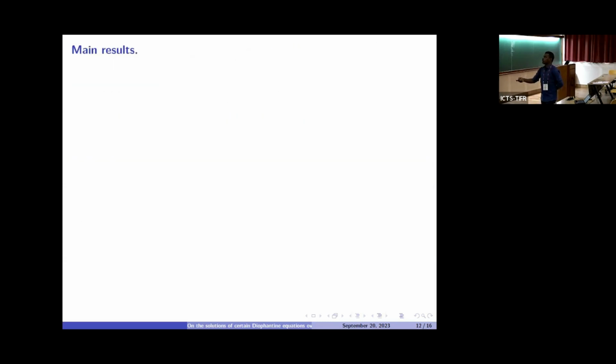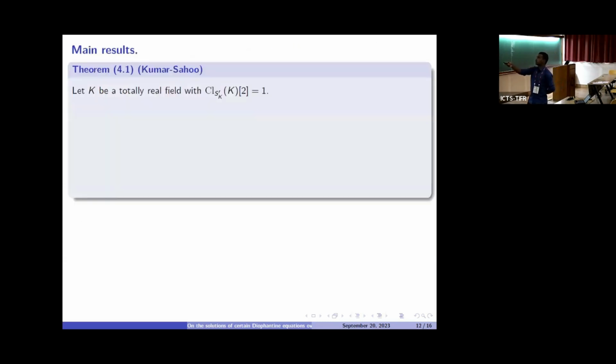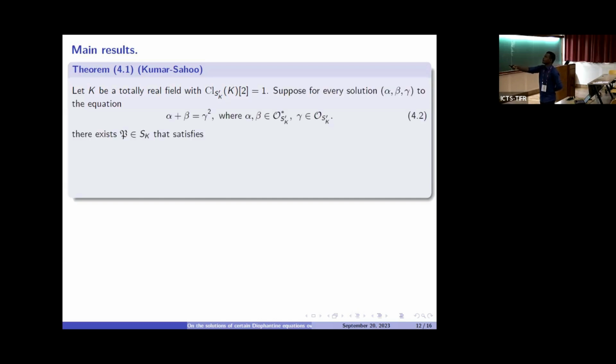So now we'll discuss our main result. Start with a totally real field K along with this condition that the class number of the S_K prime of K is 1. That is trivial. Suppose for every solution alpha, beta, gamma to this equation. So here, instead of the S-unit equation, we are saying if you take any solution alpha, beta, gamma to this equation alpha plus beta equal to gamma square, where alpha, beta are S_K prime units and gamma belongs to O_S_K prime.